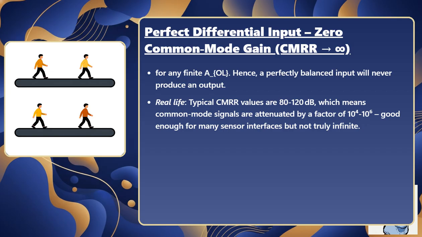Real life: typical CMRR values are 80 to 120 decibels, which means common mode signals are attenuated by a factor of 10 to the 4th to 10 to the 6th, good enough for many sensor interfaces but not truly infinite.